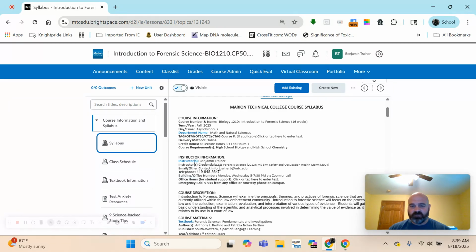As I said, my name is Benjamin Trainer. I have a master's in forensics that I got from the University of Florida in 2012, and I also have another master's from the University of Findlay that I obtained in 2004. I got my bachelor's from Ohio Northern in 1999. Again, not that that matters to any of you, but it's just perspective on where I've come from. If you need to get in contact with me, my email is probably the best way. I do teach high school science classes. I'm a full-time high school teacher, but I'll check my Marian Tech email.